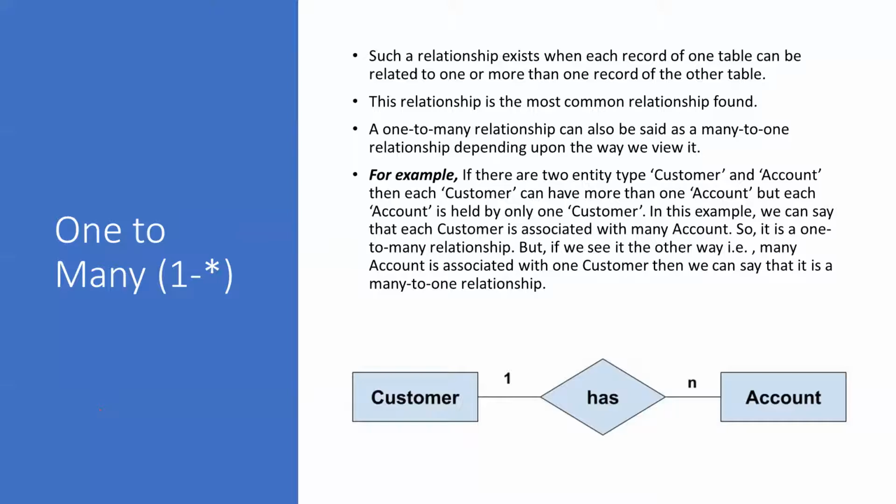But whenever we talk from the account side, a single account can only be assigned to a single person. Two people can't have access to the same account unless it is a joint account, right? So that's how it works: one customer can have multiple accounts, but on the account side, one account can only be assigned to a single person. Okay. So now going to the definition. Such a relationship exists when each record of one table can be related to one or more than one record of the other table. That one customer can have multiple accounts, or say multiple accounts can be related to one customer.